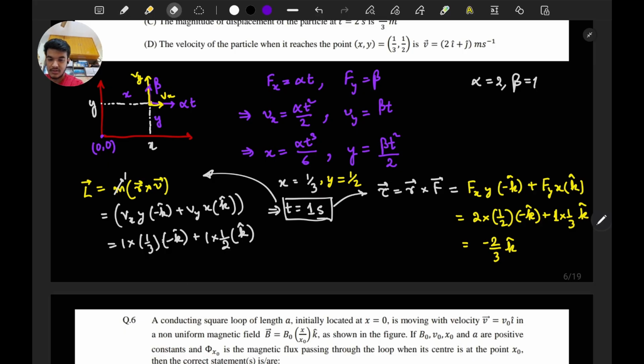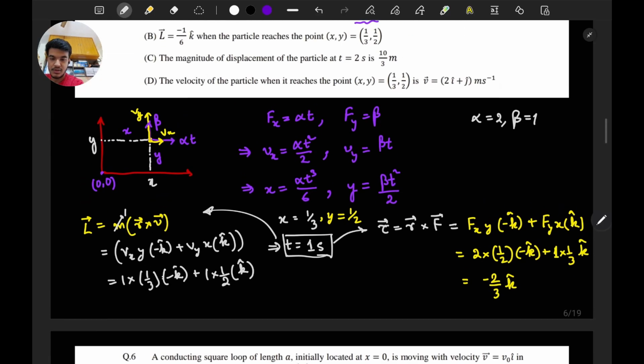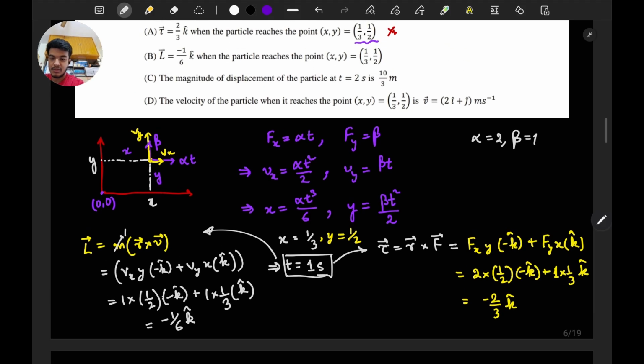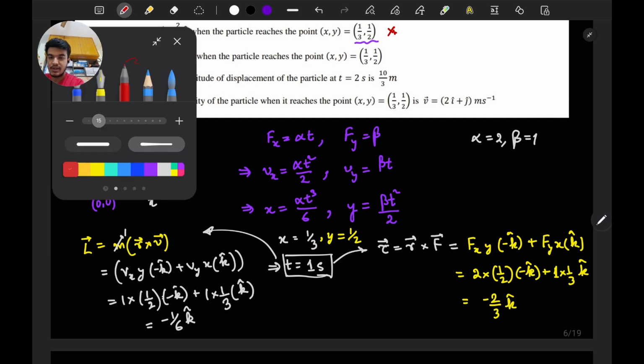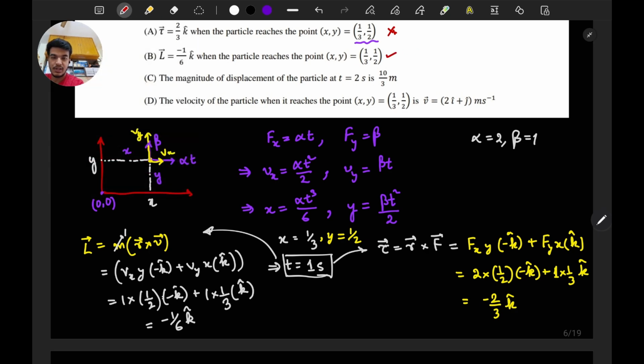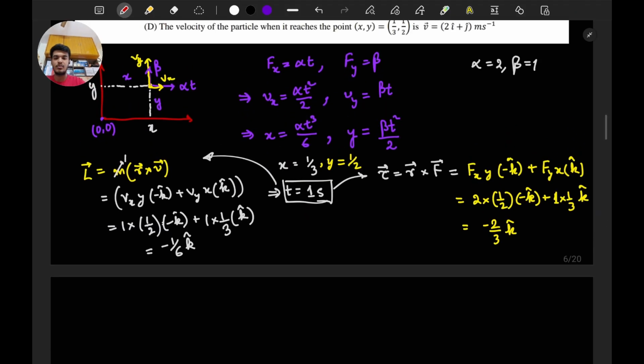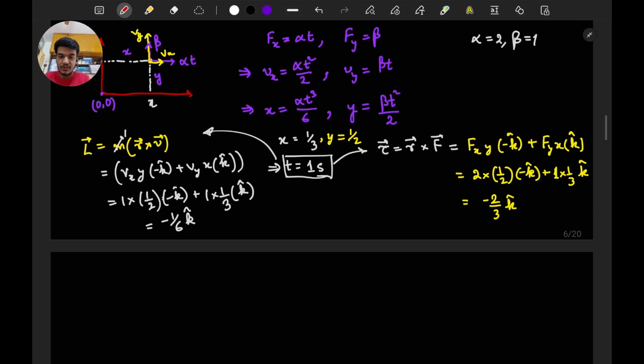Just a minute. Yeah, I'm very sorry. x is 1 by 3, no? Yeah, x is 1 by 3 and y is 1 by 2. So this is minus 1 by 6 k cap. So L is minus 1 by 6 k cap. So definitely this option is correct. And just a minute, let me add a page here. Yeah, so the page is added now.